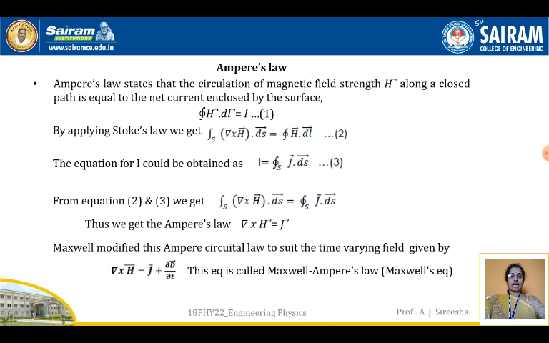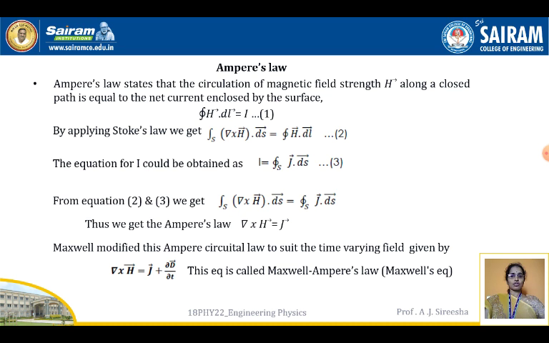Next we see Ampere's law. Ampere's law states that the circulation of magnetic field strength H along a closed path is equal to the net current enclosed by the surface. So the integral of H dot dl is equal to I. This is Ampere's law.